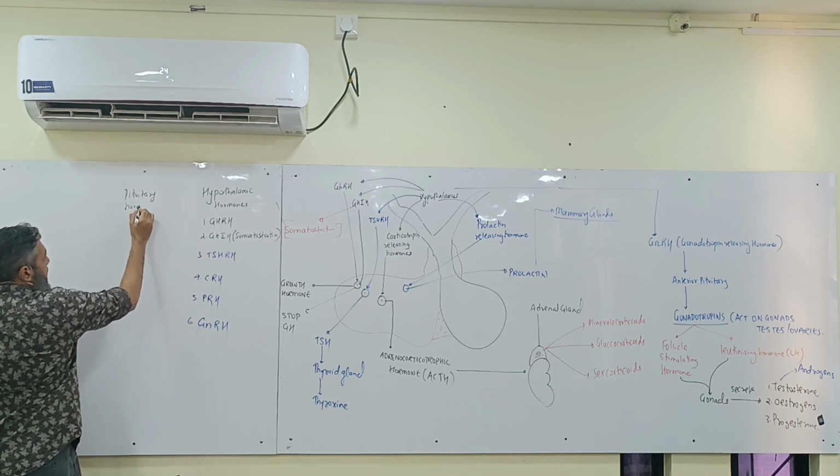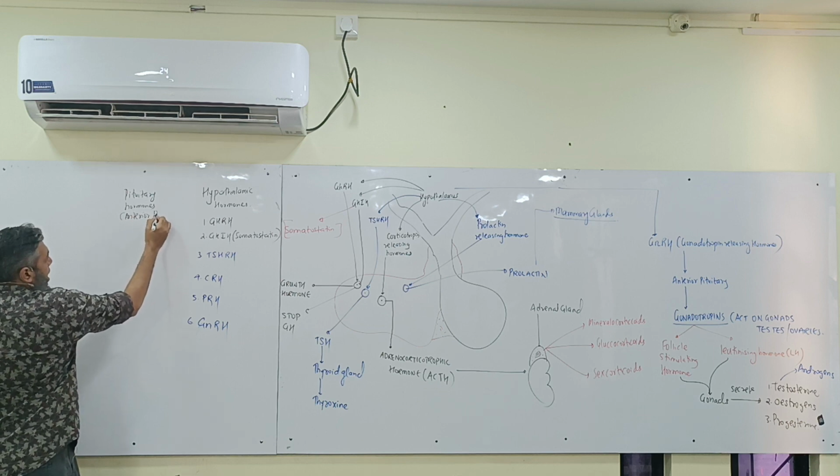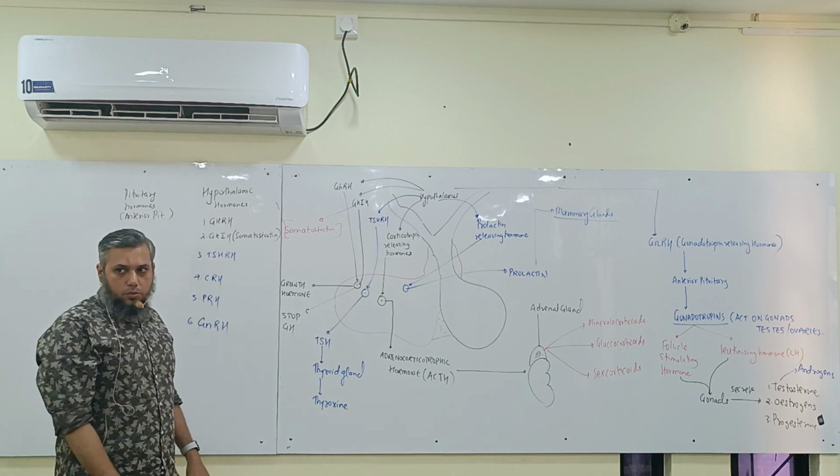The second group is the pituitary hormones, and let us call them the anterior pituitary hormones. Okay.